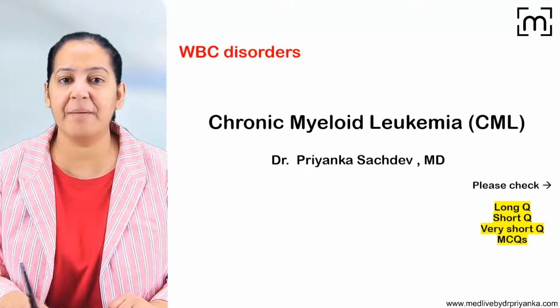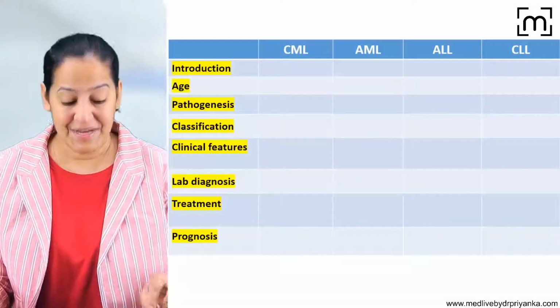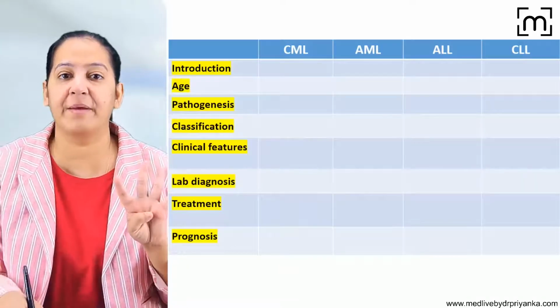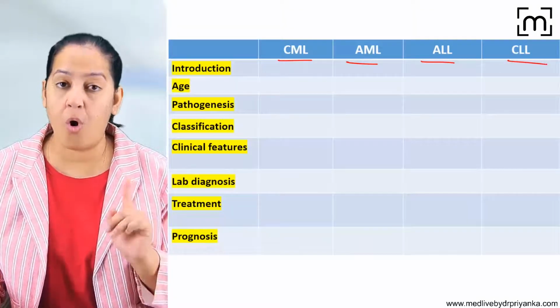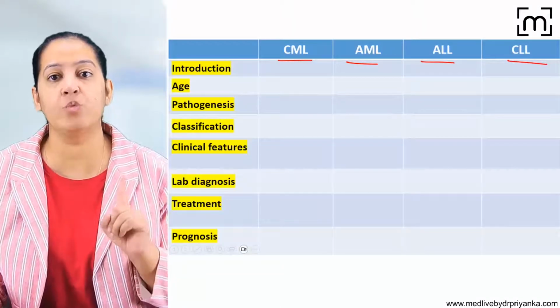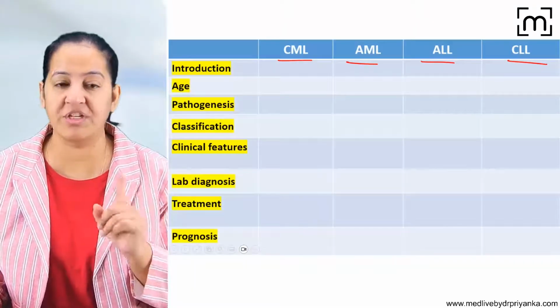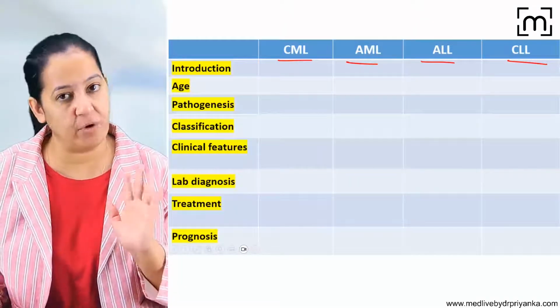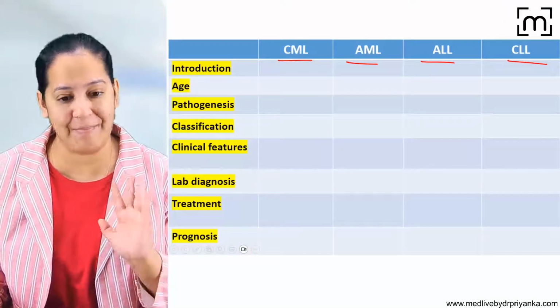CML, chronic myeloid leukemia. So let's start. Now in our syllabus, there are four types of leukemias, that is CML, AML, ALL and CLL. On all of them, there are four separate videos. I request all my dear students to watch the four videos in a single shot. I don't know which one you are watching right now, but in whatever sequence you are watching, you should watch all of them in a single shot so that you will have a better understanding.